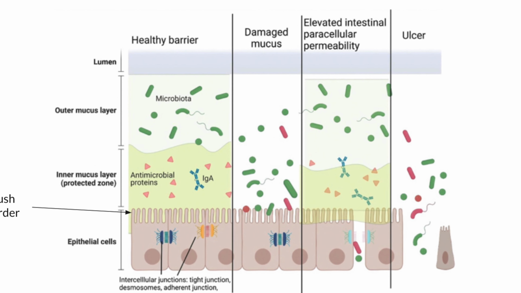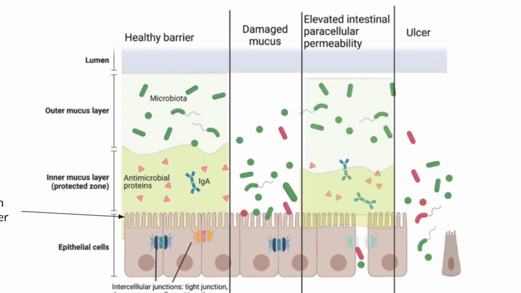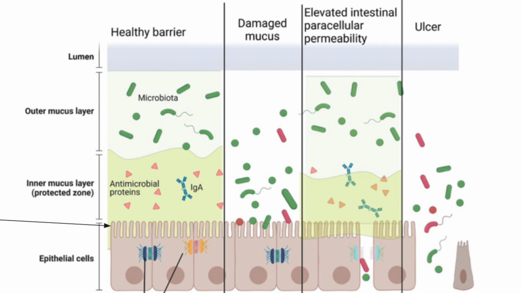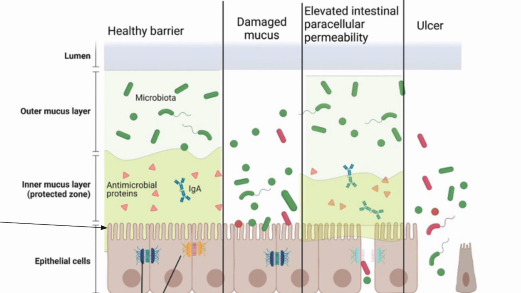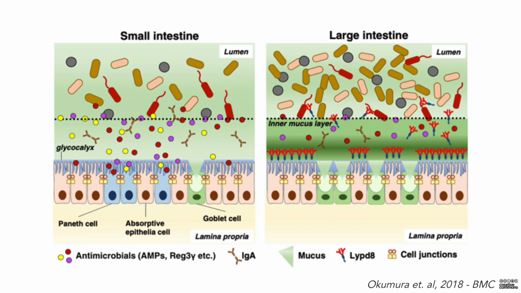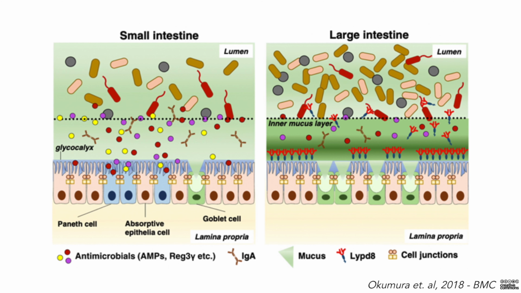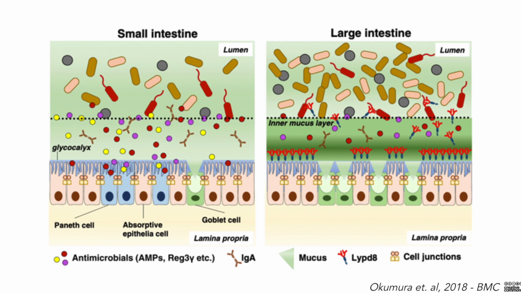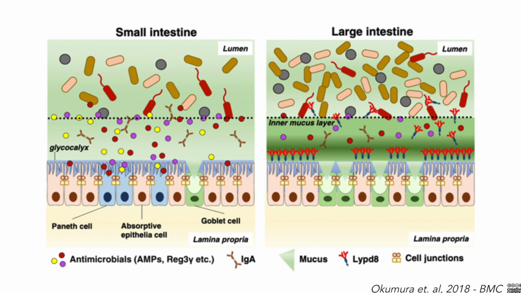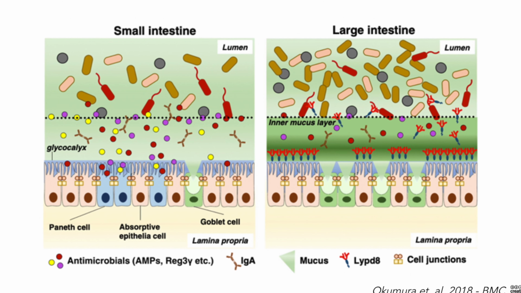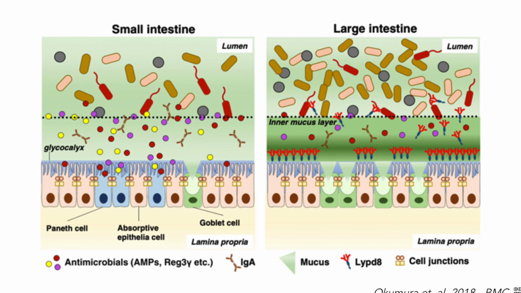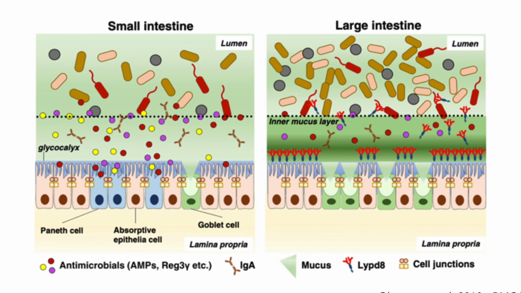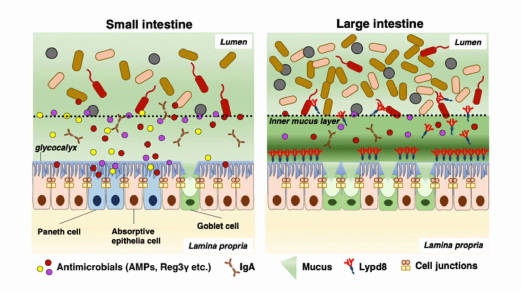Gut mucus, in particular, helps with digestion, nutrient absorption, waste secretion, and keeping the gut relatively alkaline. The small intestines digest food and absorb nutrients, while the large intestines absorb water and electrolytes. Bacterial density is very high in the large intestines, necessitating a thick inner mucus layer full of antimicrobial compounds and immunoglobulins. This layer is normally impenetrable to bacteria.